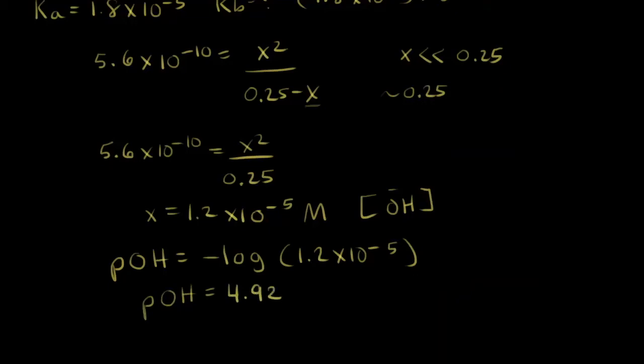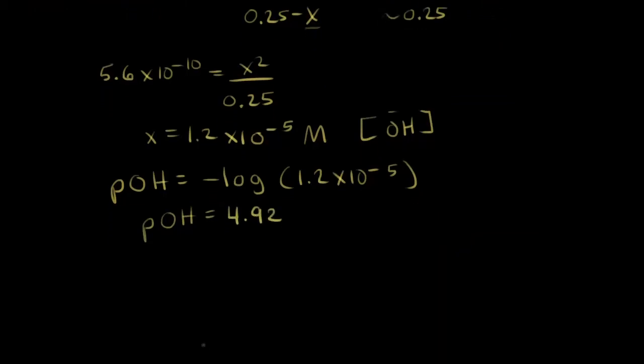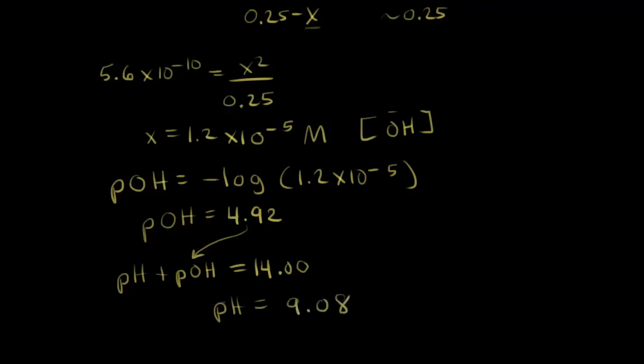And finally, to find the pH, I need to use one more thing, because the pH plus the pOH is equal to 14. So I can plug in the pOH and then subtract that from 14. So the pH is equal to 14 minus 4.92, and that comes out to 9.08. So the pH is equal to 9.08. So we're dealing with a basic solution for our salt.